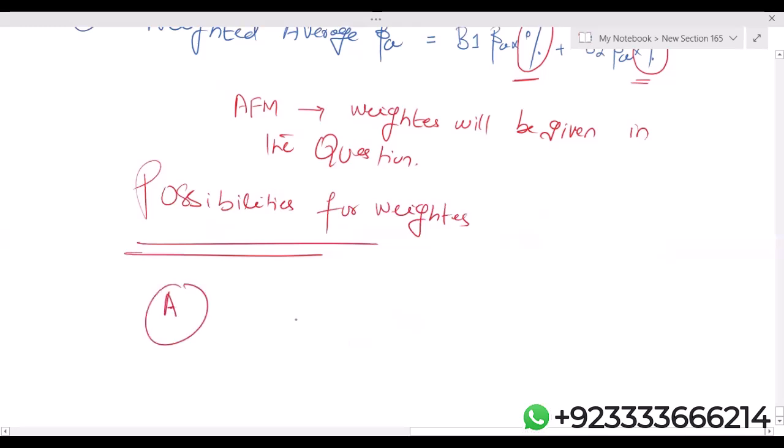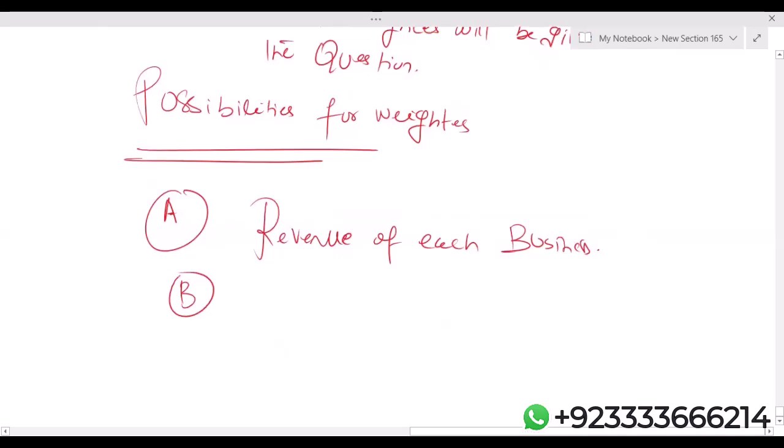One possibility, revenue of each business. That's a possibility. Then examiner has given you the information of revenue of each business, so I'll be using that. Another possibility, investment in each business. If your examiner says 40% of investment is in business one and 60% is in business two, okay, I'll use that.